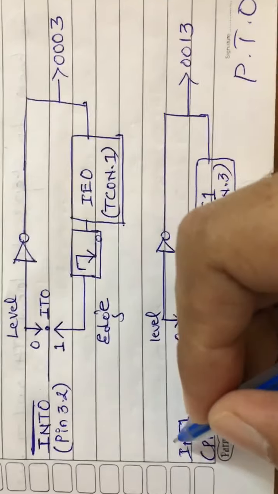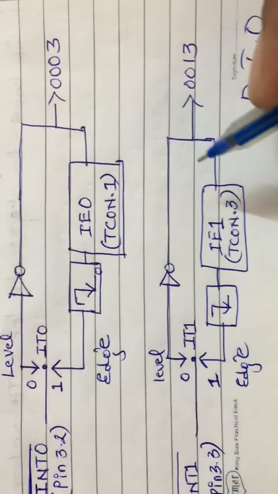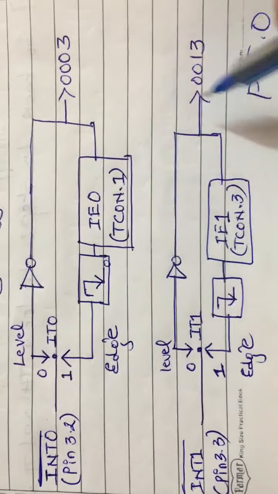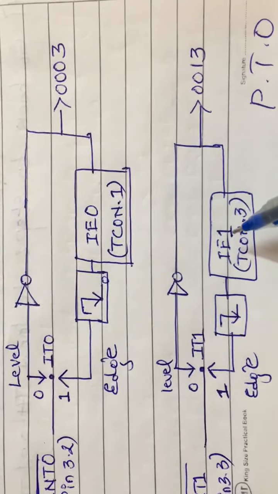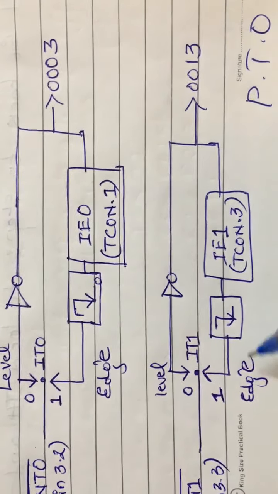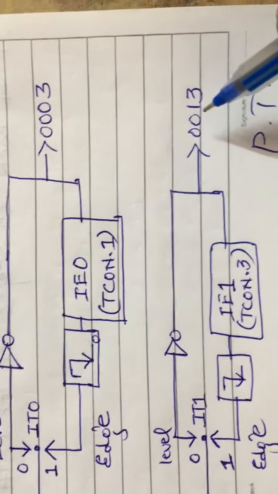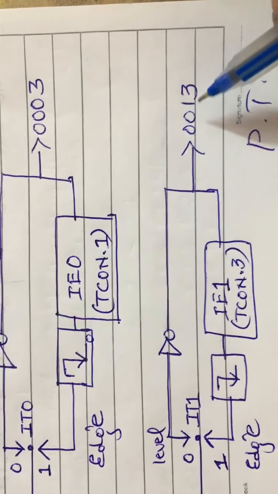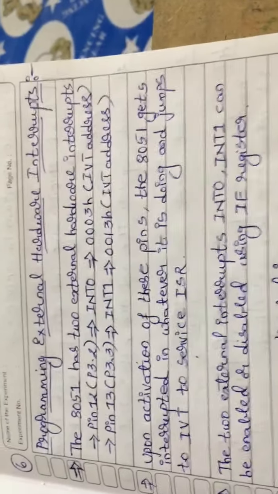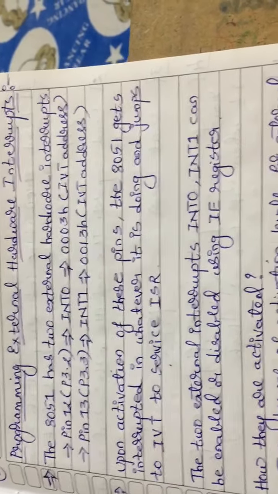Similarly for INT1 bar, the same process is written here. The IE1 bit is used in case of edge triggering, that is TCON.3. The address that we have to write here is 0013H. So this is the basics of the external hardware interrupt.